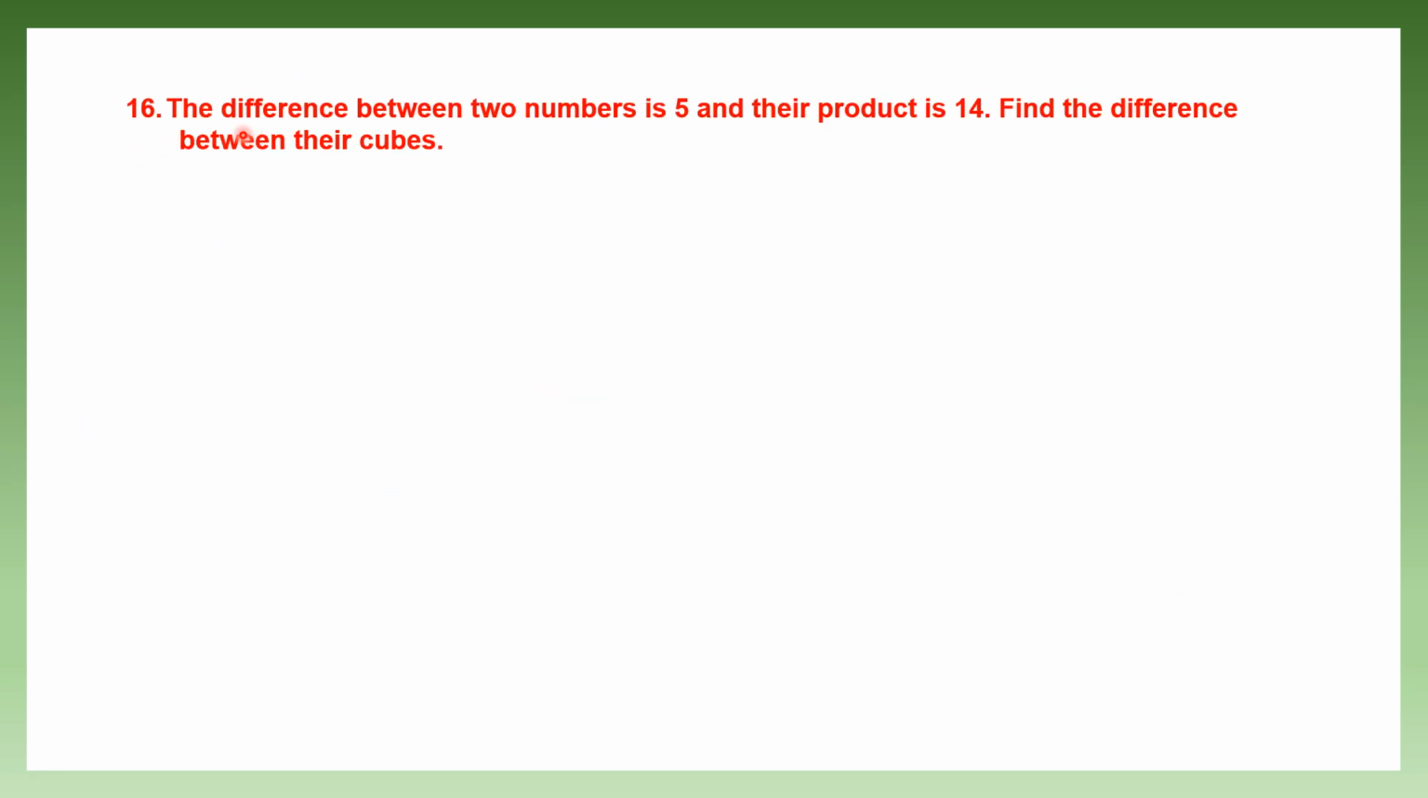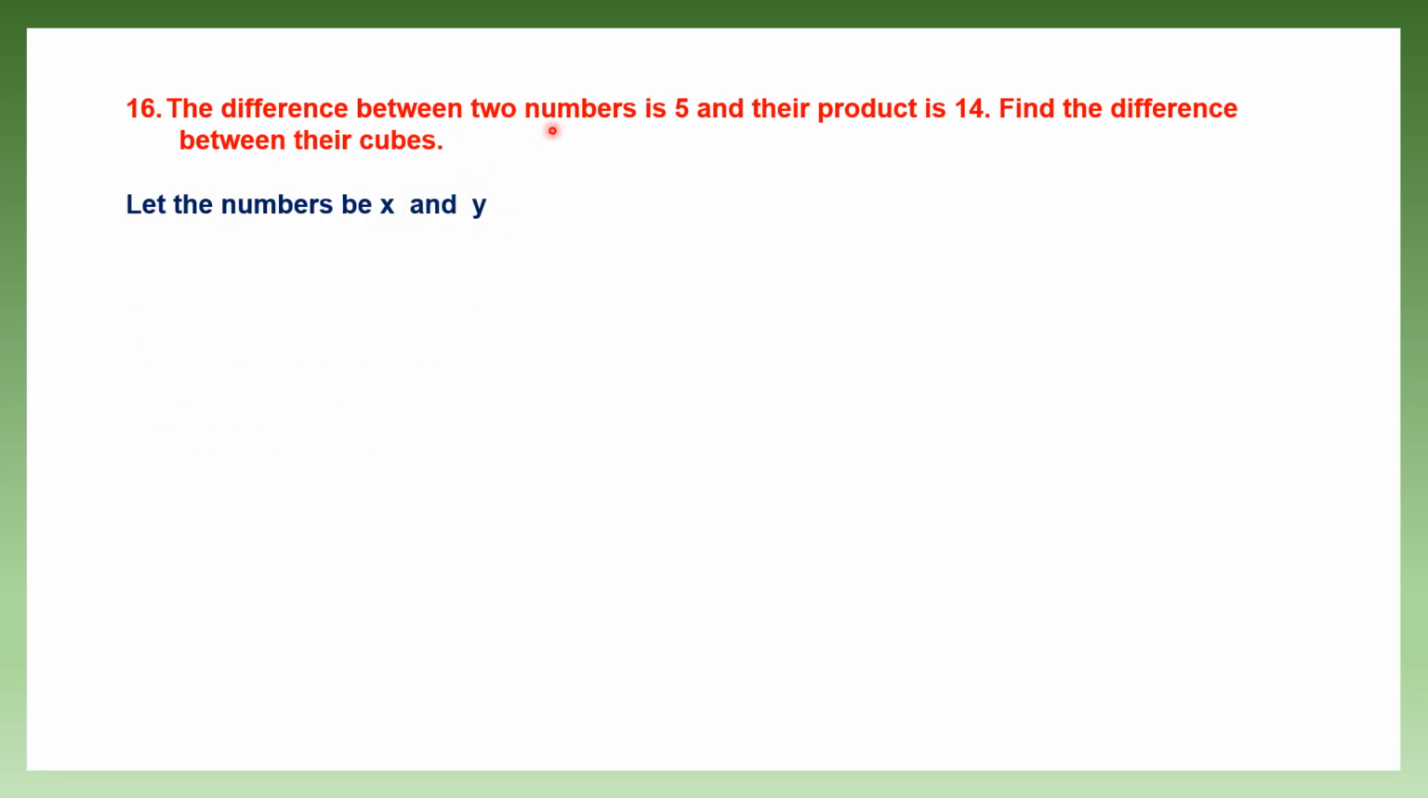Question 16. The difference between two numbers is 5 and the product is 14. Find the difference between their cubes. So here the same questions that we have been doing have been given in the form of words. So we are going to make the mathematical statement out of this. Difference means subtract two numbers. So here they are saying any two numbers. So let's consider the two numbers to be x and y.